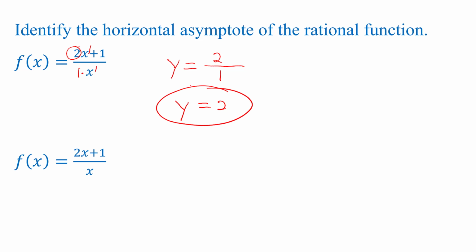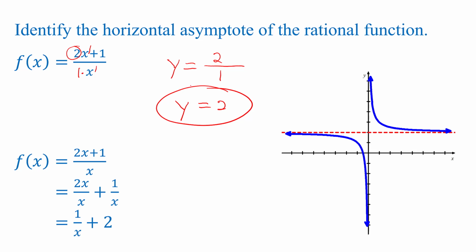Note that for the function f of x equals 2x plus 1 over x, we could rewrite this as 2x over x plus 1 over x, and then simplify to get f of x equals 1 over x plus 2. Well, recall, this is the same function that we graphed a few minutes ago, and we indeed did find the horizontal asymptote was y equals 2.